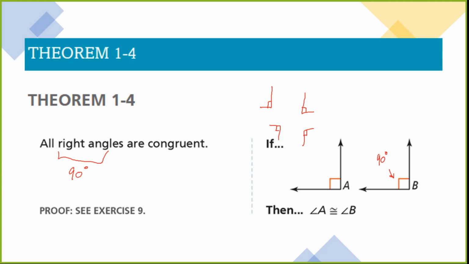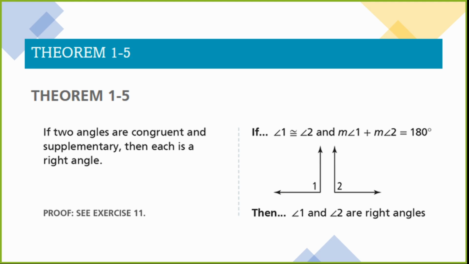So that is theorem 1-4. We can call it the right angles congruency theorem, but it takes longer to say that than it does to make sense of it. Theorem 1-5. If two angles are congruent and supplementary, then each is a right angle. What does that mean? Well, are there any other numbers besides 90 plus 90 that will give me 180? Because remember, if they're not congruent, we're not testing our hypothesis correctly.